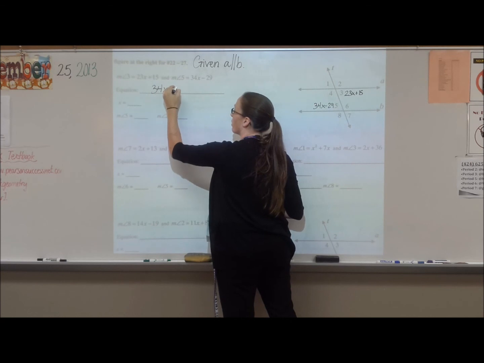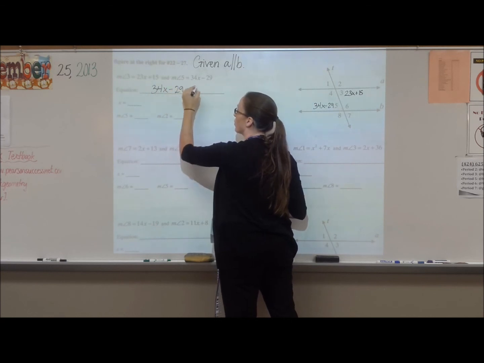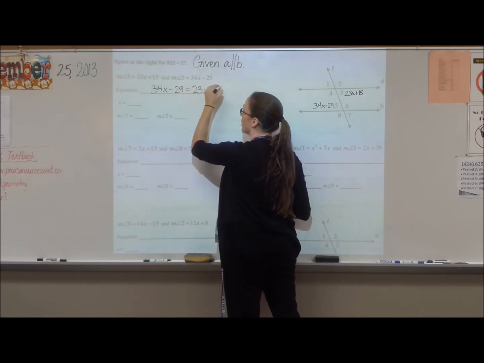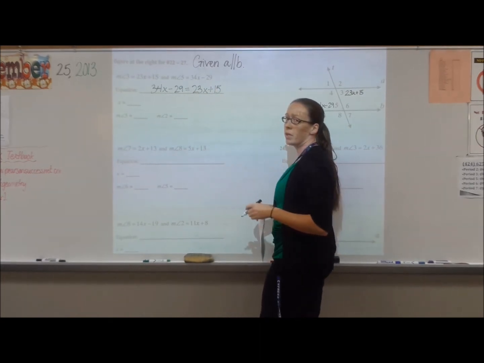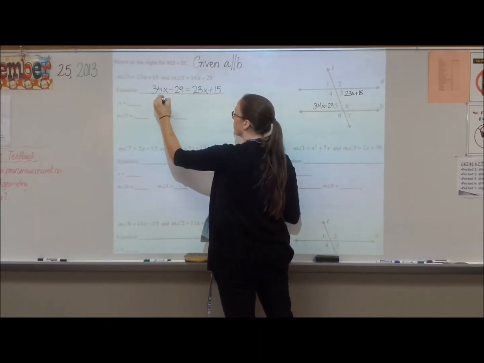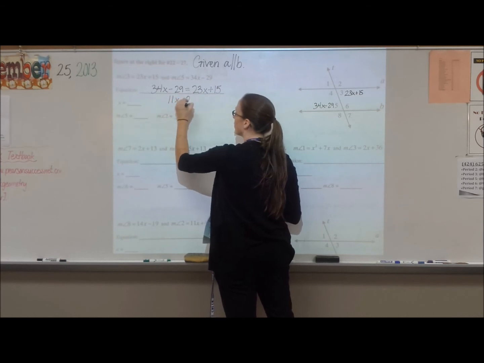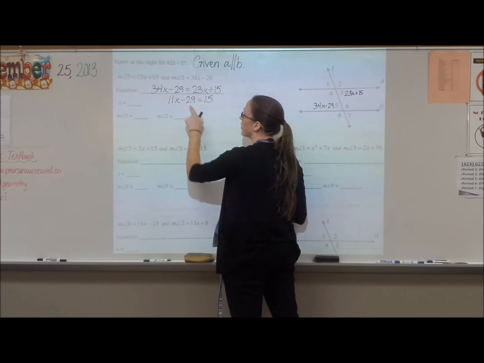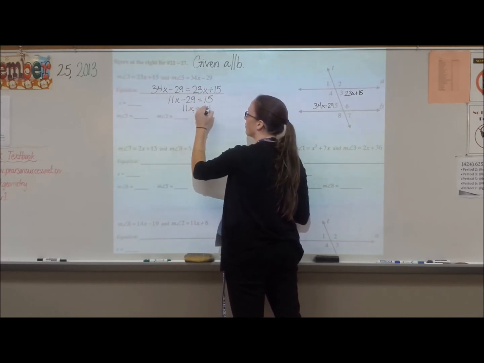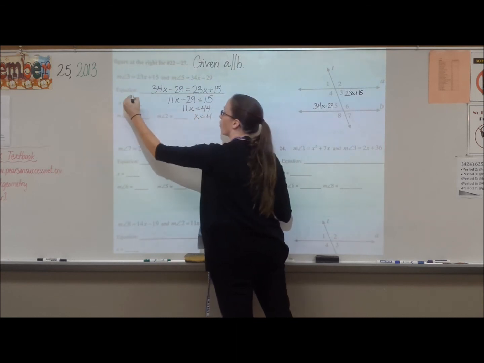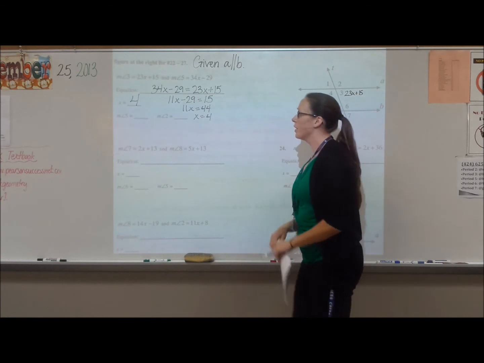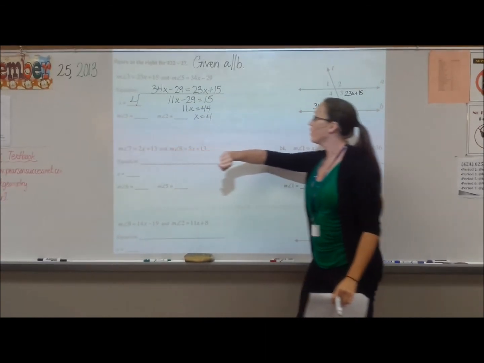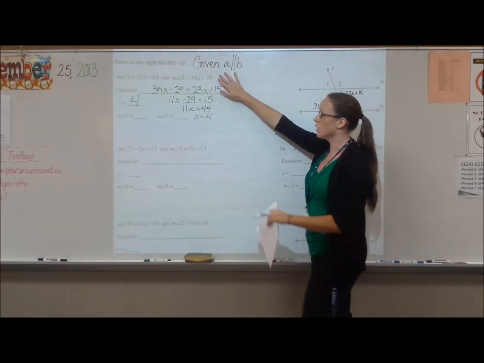Equation, 34x minus 29 is equal to 23x plus 15. Take a few seconds, solve for x. Move the 23 to the left. Let's move that constant 29 to the right. Easy division here. X value of 4. We're not done. Take that 4 back to angle 5. 34x minus 29. Let's substitute.